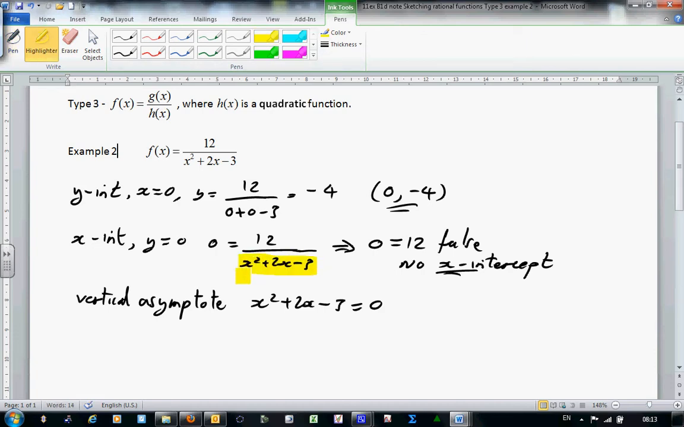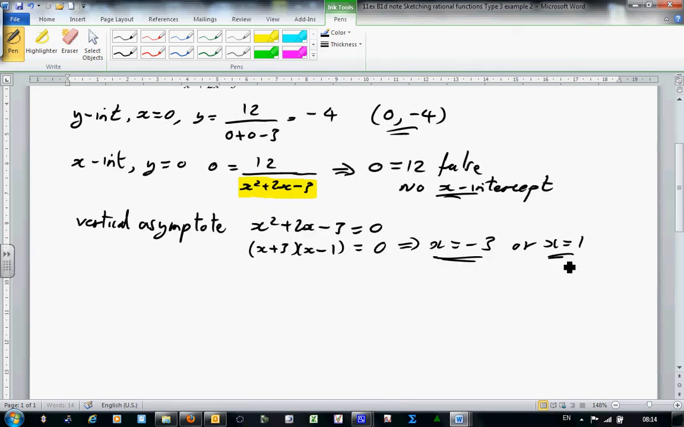Okay. So what we're going to do now, we can see it's a quadratic equation and we need to solve that. Now in this case what I've done is I've used one that we can factorize. So what we've got is x and x, two numbers that multiply to negative 3 that add up to 2 will be 3 and negative 1. So this implies that either x is minus 3 or x is 1. So here we have two vertical asymptotes, which is going to make that rather interesting.